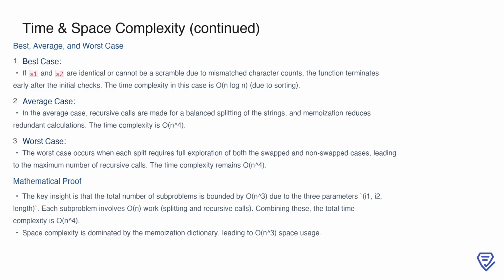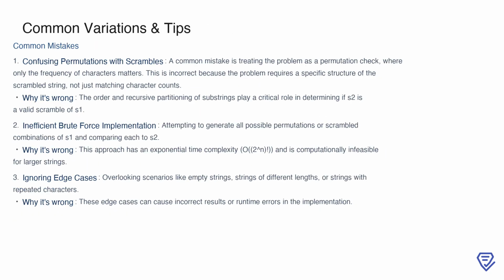Similarly, space complexity is dominated by the memoization dictionary, leading to n cubed space usage. When tackling the Scramble string problem, there are a few common pitfalls to watch out for. First, many people confuse this with a simple permutation check, where they only compare the frequency of characters. However, this problem is much more nuanced because it relies on the structural rearrangement of substrings, not just the character counts. The order and recursive splitting of substrings are critical to determining whether one string is a valid scramble of another.